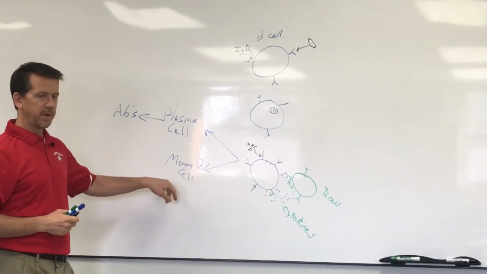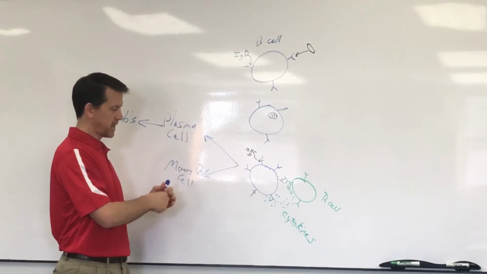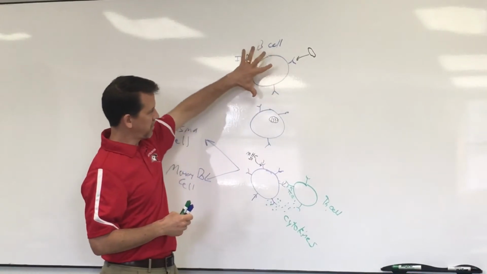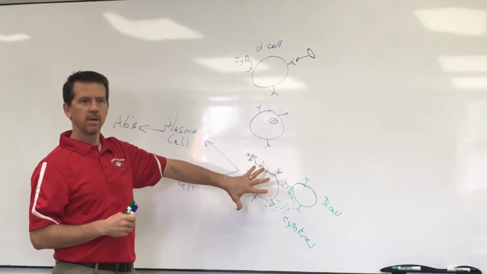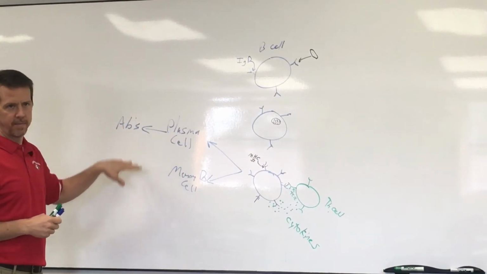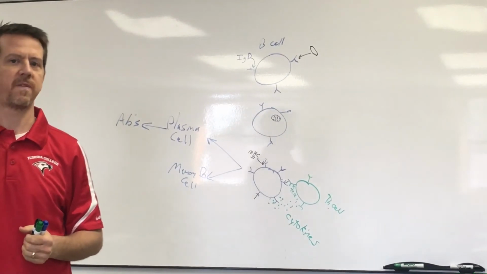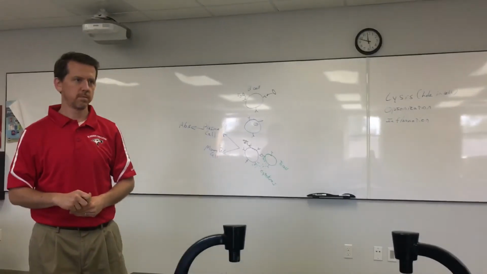A memory B cell is now already sensitized to this antigen. So if that antigen comes back, you don't have to go through all this process again. It can very quickly go to making antibodies for it. And so your second immune response is much faster and much stronger. So you don't get sick again.